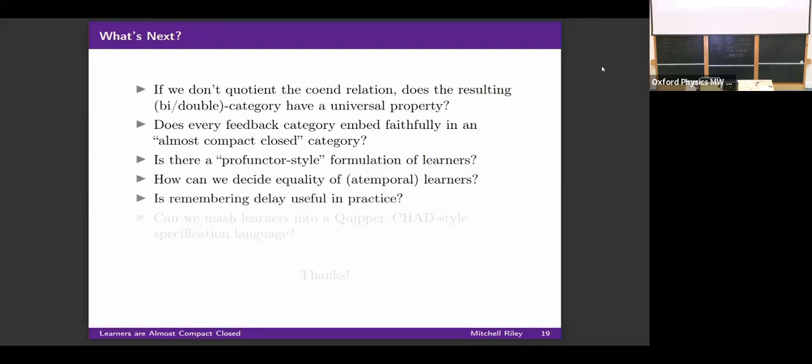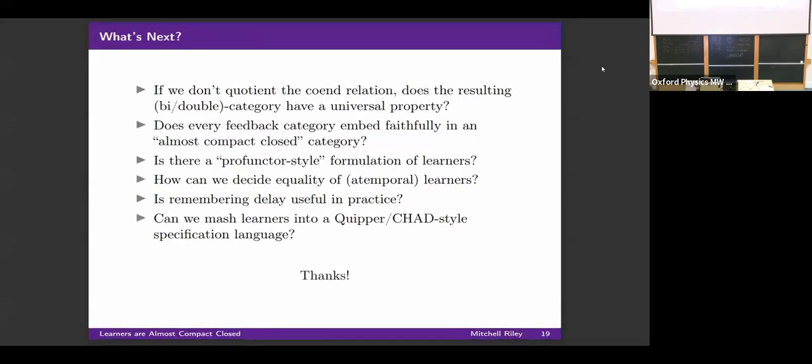Next, is killing this delay a bad thing in practical applications? People who actually do this should come and tell me whether they actually want to keep the delay around. Maybe it's good to remember. And finally, now that this thing has a compact closed structure, does this help us come up with a nice language, or a syntax, for specifying learners? That's something I would like to know about. Okay, so there you go, that's the end.